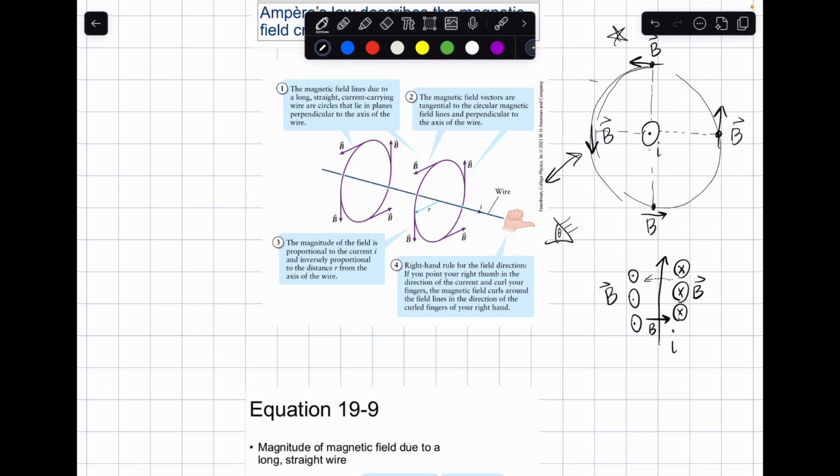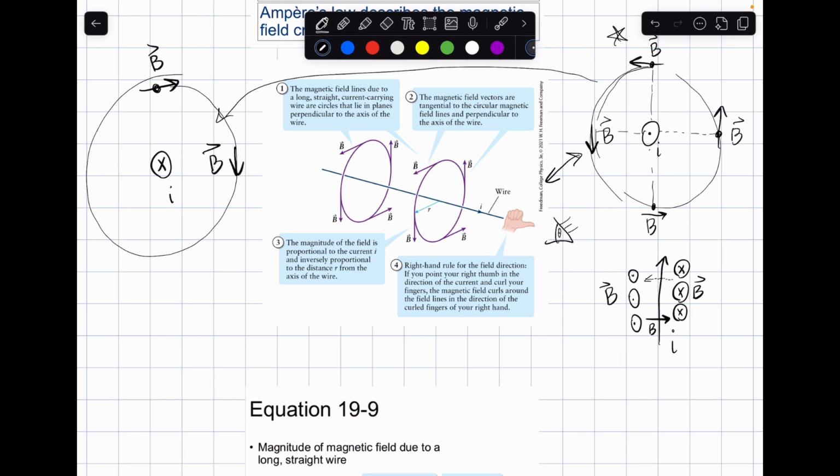Let's draw this perspective over here, but with the current going into the page. So we're going to point our thumb into the page, and we're going to curl our fingers around, and you're going to see that they go in a clockwise motion, right? So at the top of the clock, the B field is pointing to the right. At 3 o'clock, the B field is pointing down. At 6 o'clock, the B field is pointing to the left, and at 9 o'clock, the B field is pointing up. Do you see that?